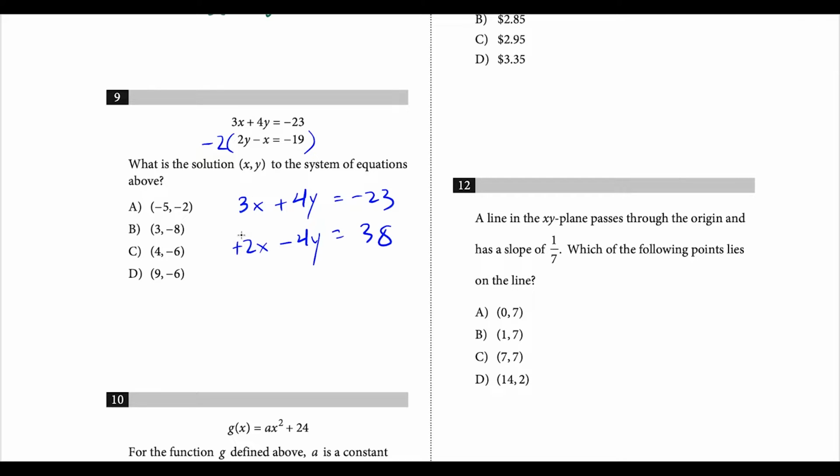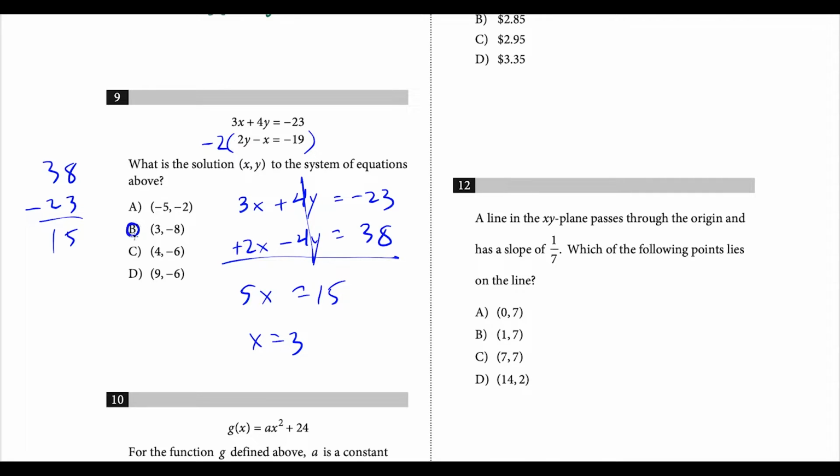So what we have here is matching opposites, and when I combine these equations together, this 4y minus 4y is going to cancel. 3x plus 2x is 5x. And then if we just work that out on the side, you could do this in your head, but this is going to be 15. So 5x equals 15, which means x is equal to 3.